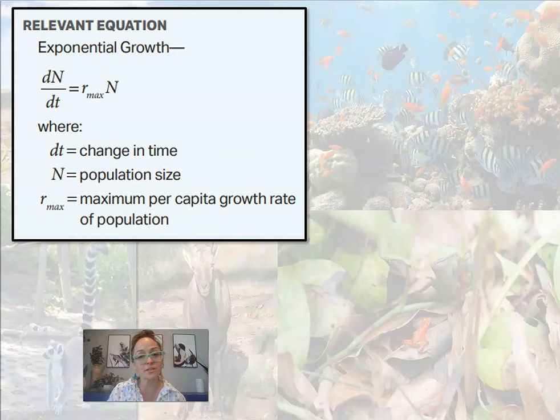Now let's go ahead though and look at the formula for exponential growth. So we see our max, that's the maximum per capita growth rate of a population.